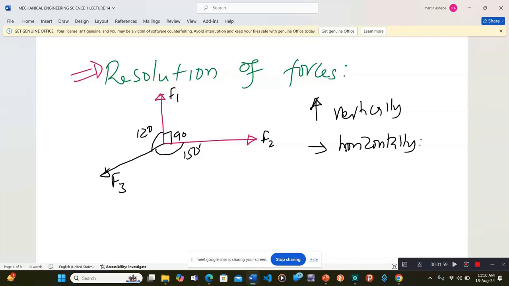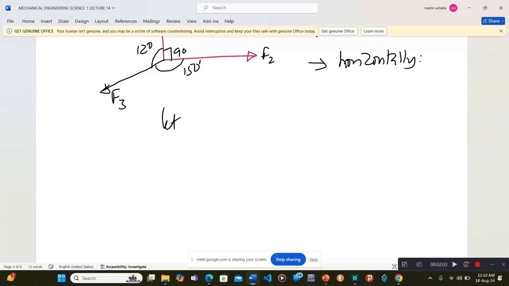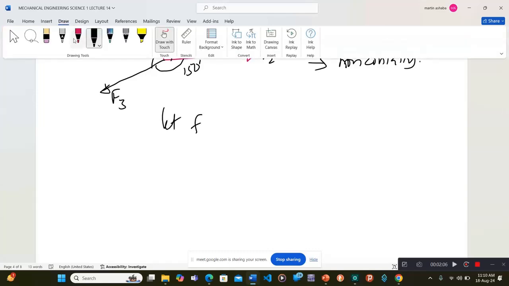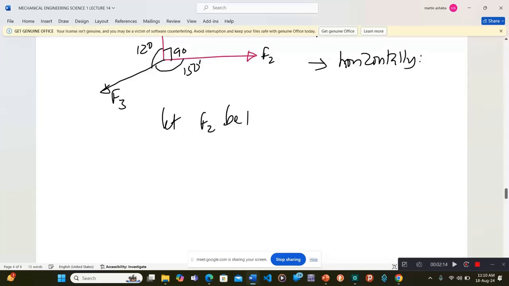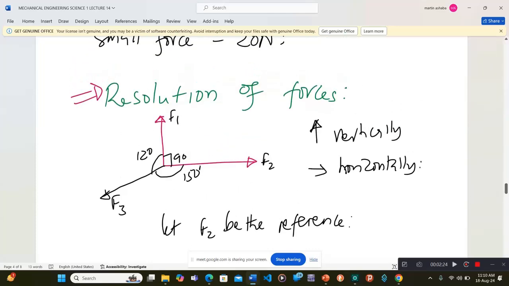So if in this example I take F2, let F2 be the reference. If F2 is the reference, that means I'm going to be considering each of these forces with respect to F2. In other words, F1 will be having an angle of 90 degrees with F2, which is horizontal. In most cases, you pick a force which is horizontal, so that it becomes easier for you to determine the sine and cos components.